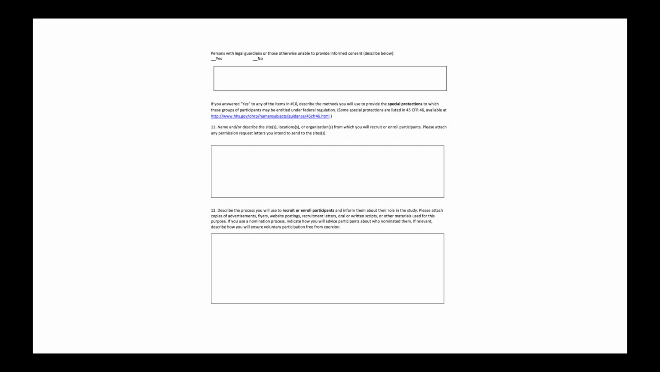And describe the process you will use to recruit or enroll participants and inform them about their role in the study. Please attach copies of advertisements, flyers, and web postings. Basically, we'll have a consent form for number 11. And then for number 12, you're just going to have a quick description of your study as part of that. That should be pretty straightforward, but you'll attach that and describe how you're going to recruit or reach out to people in your study.